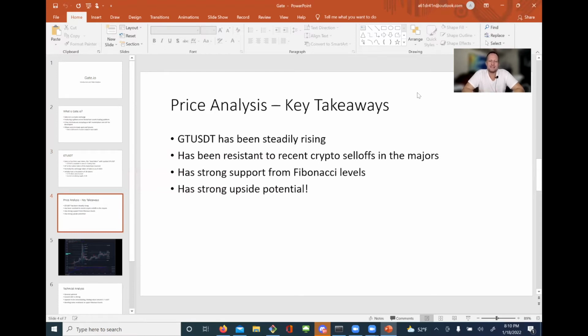Okay, so price analysis, some key takeaways that I've noticed in this chart. GTUSD has been steadily rising. It has been resistant to a lot of the crypto sell-offs in the majors, has very strong support from some Fibonacci levels. We're going to get into those in a second, and has some very strong upside potential.